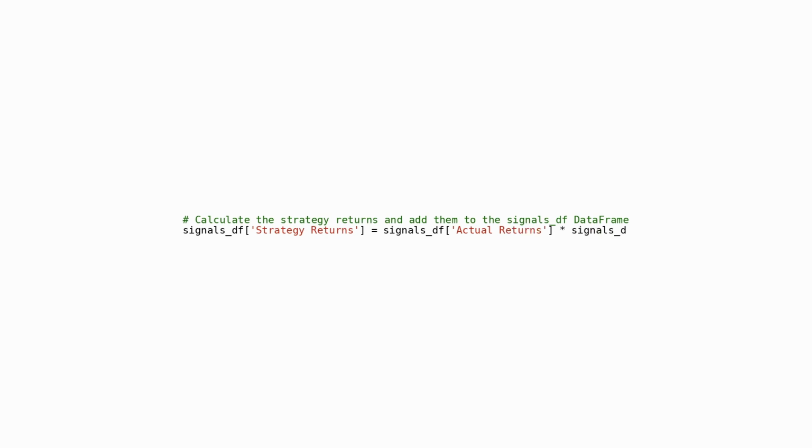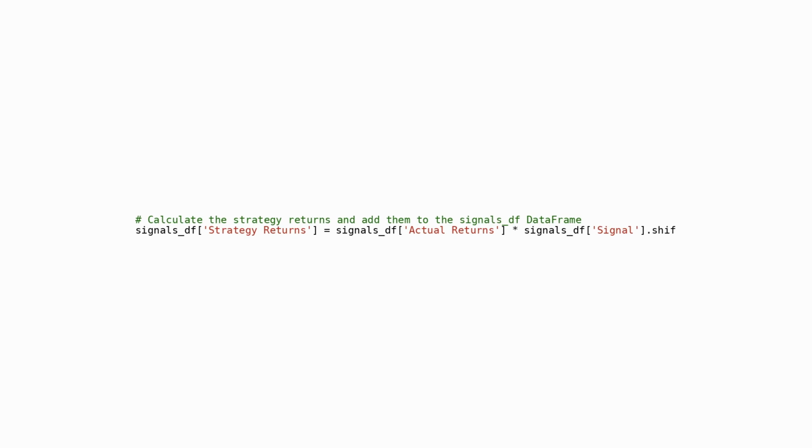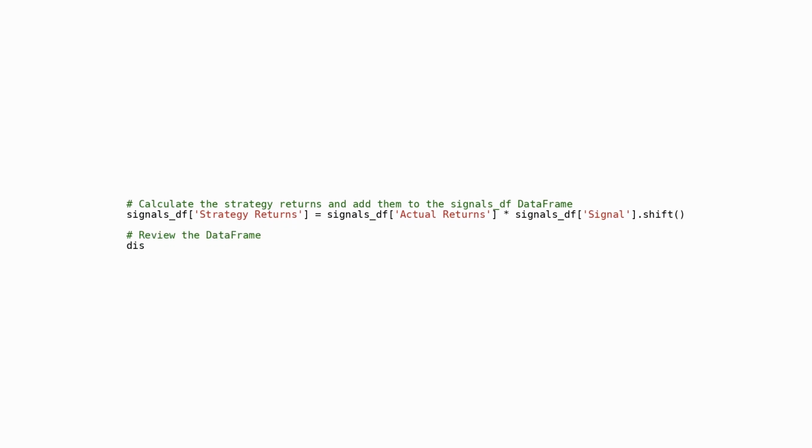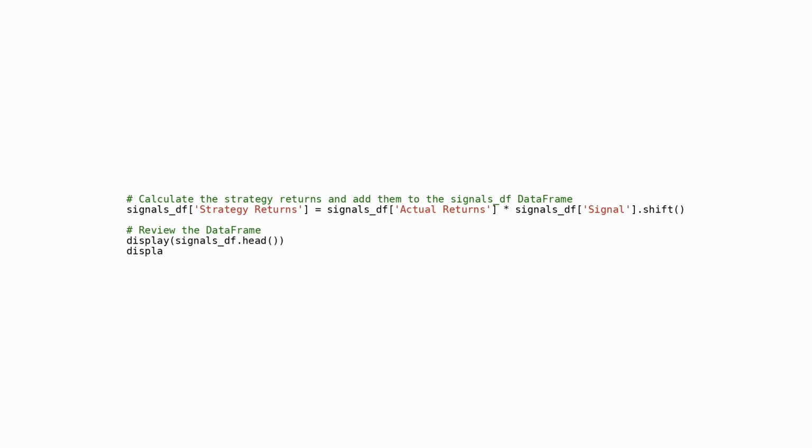The purpose of this code is to calculate the investment strategy returns based on actual returns and trading signals, and then to add these calculated strategy returns to an existing data frame called signals_df. The calculation of strategy returns is performed by multiplying two columns in signals_df, one that contains the actual returns of an asset, actual returns, and another that contains trading signals, signal. The trading signals are shifted forward by one period using the shift method to align them with the period for which they will be applied. This typically represents the idea that a trading signal would result in action in the following period, not the current one. Once the strategy returns have been calculated, they are stored in a new column of signals_df called strategy returns.